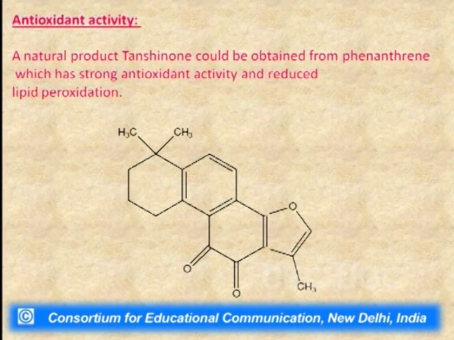One of the natural products, called tensionone, can also be prepared from phenanthrene. It also has many strong antioxidant activities. It reduces lipid peroxidation. This is the molecule tensionone. It also contains this phenanthrene part. So it can be synthesized from phenanthrene using many substitution reactions like alkylation. Here also alkylation and ring extension have taken place. So these natural products which contain the phenanthrene type of skeleton can also be prepared from phenanthrene.